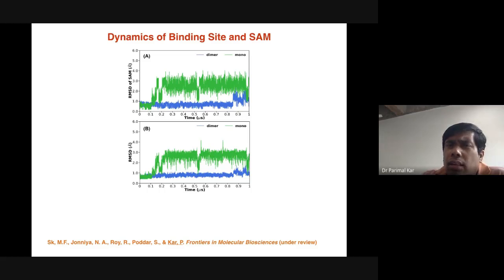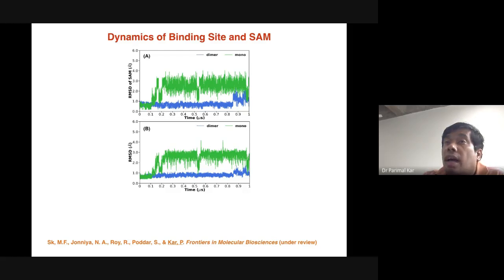So now look at the RMSD of the SAM molecule, that is figure A. So we studied two things: one, when it is bound to the dimer, and when it is bound to the monomer. Now you see that the blue one corresponds to the dimer, and the green ones correspond to when it is bound to NSP16 alone. Now here you can see that when it is bound to NSP16 alone, then the RMSD is pretty high. So that's not a good binding. That's not a good sign.